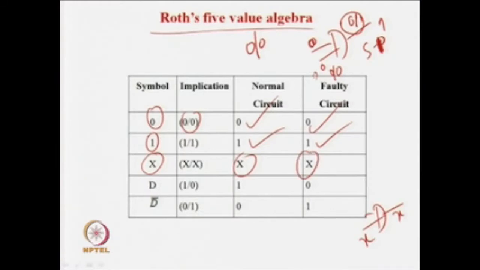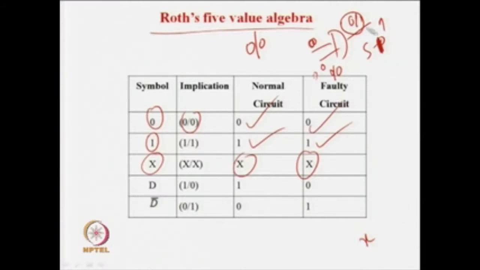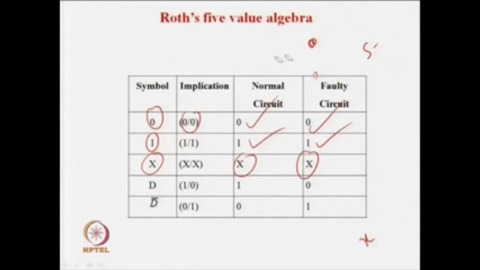But the circuit does not have any value X when it is fabricated; it has either a 0 or a 1. But as the circuit is not initialized properly, we do not know whether it is 0 or 1 at the time of initialization. So we say that it is X, but it is not in fact X; it is a 0 or a 1 which we do not know. That will be clearer when we deal with sequential circuits.